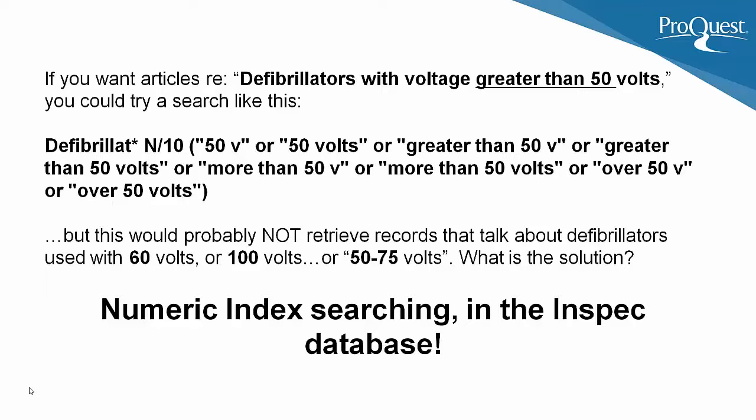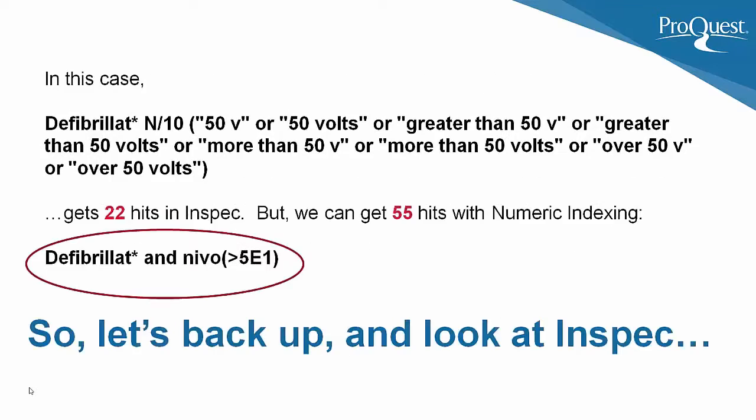But if you think about it, the limitation with doing the search that way is it's not going to get records that talk about a defibrillator with 60 volts or 100 volts or 50 to 75. What is the solution? I tried running this search just as we see it here, and I did get hits. I got 22 hits in Inspec database. They were good hits, but by running the same type of search using numeric indexing, I got 55 good hits in the same database. And here is our first example of what a search like that looks like.